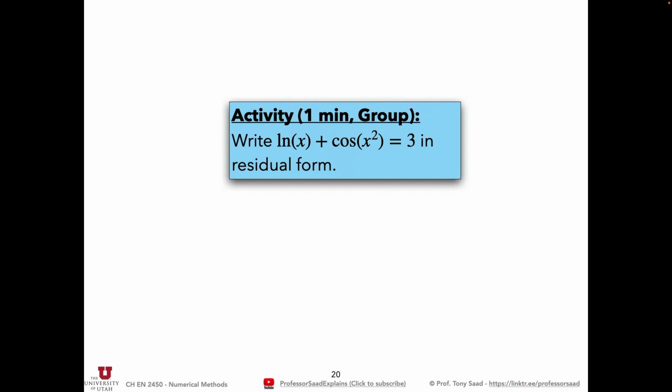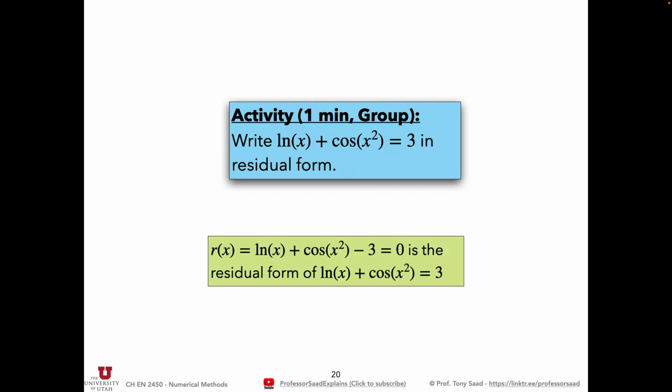Should be straightforward. Move everything to the left-hand side and call it r of x. That's all there is. So in this case, log x plus cosine x squared minus 3 is the residual function. And when you set that equal to 0, the root of this equation is the same root as the equation above, except now we're intersecting r of x with 0.